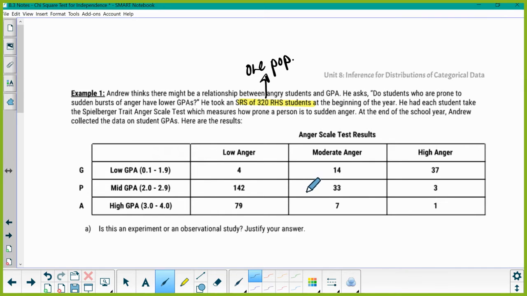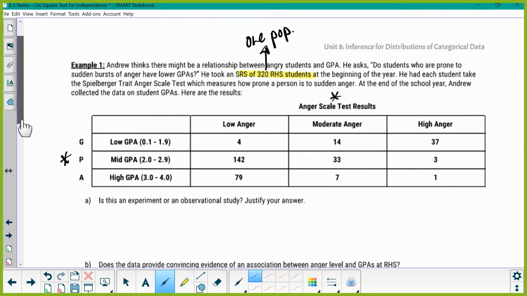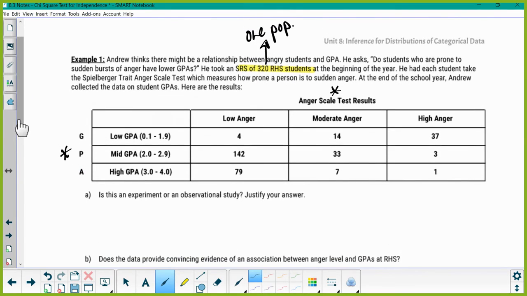So if it's a two-way table, that is going to lead you towards independence, because I'm looking at one population over two categorical variables. So I know that's the big question I get all of the time. How do I know which test to use? Try to decide early on what you're working with. One population, two categorical variables, and is this an experiment or an observational study?